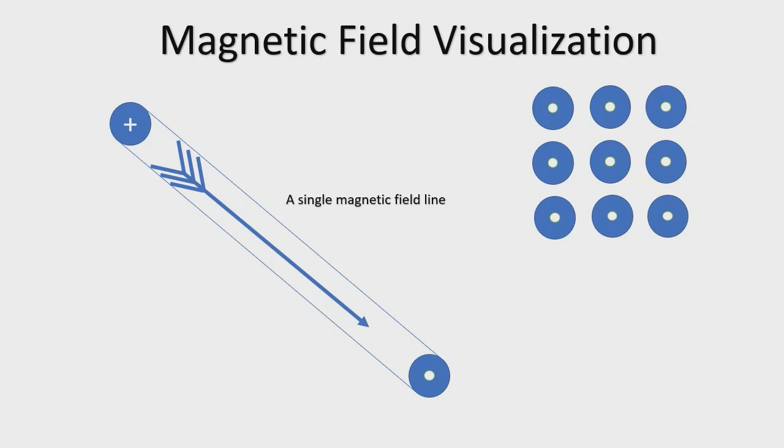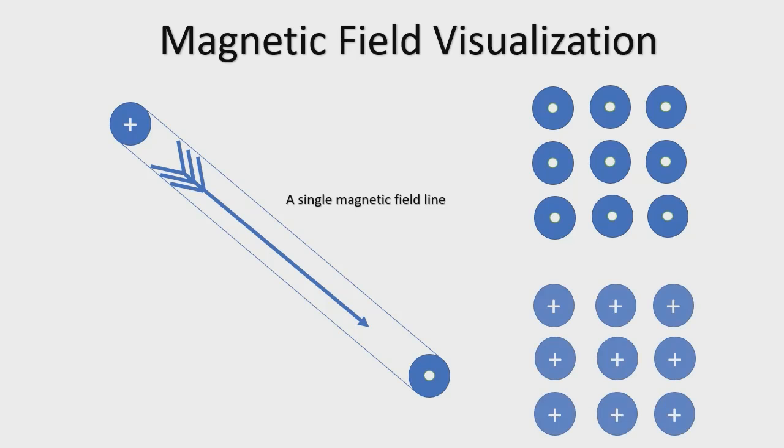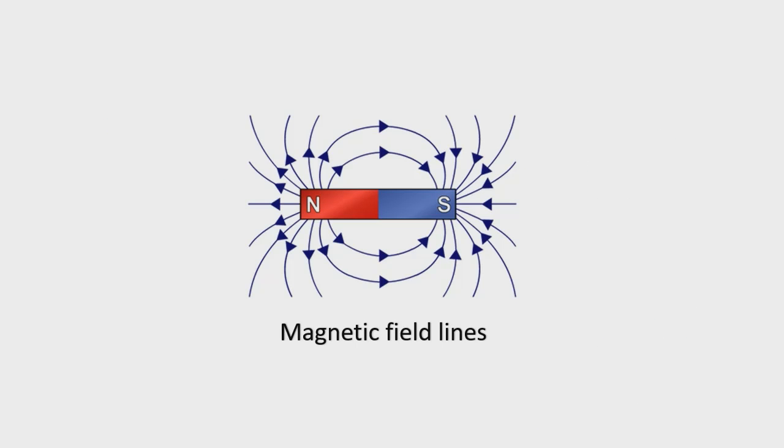So this illustration represents 9 magnetic field lines that are moving towards the observer, while the other 9 magnetic field lines are moving away from the observer. Again, this is an illustration of a bar magnet along with its magnetic field lines. Notice the direction of the magnetic field lines. The magnetic field line originates from the North Pole and is directed towards the South Pole.